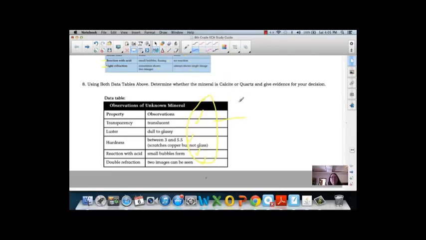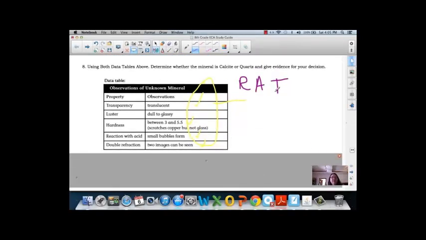So if we were going to do our RAT-C to say we know, we would restate: the unknown mineral is calcite. We've already restated and answered. Then we're going to give 2 to 3 pieces of evidence. We know this because when we tested its transparency, it was translucent, and calcite is translucent. We know that when we tested hardness, it ranked between 3.5 and 5.5, and the hardness of calcite is 3, and the hardness of quartz is 7, so it can't be quartz. Okay, that's a second piece of evidence. We also know it because it reacted with hydrochloric acid by small bubbles forming, and quartz does not react with hydrochloric acid. And our final piece of evidence, and now we're up to 4 pieces of evidence, is that 2 images could be seen when we did light refraction. So for these reasons, here's my closing: we know that the unknown mineral must be calcite.